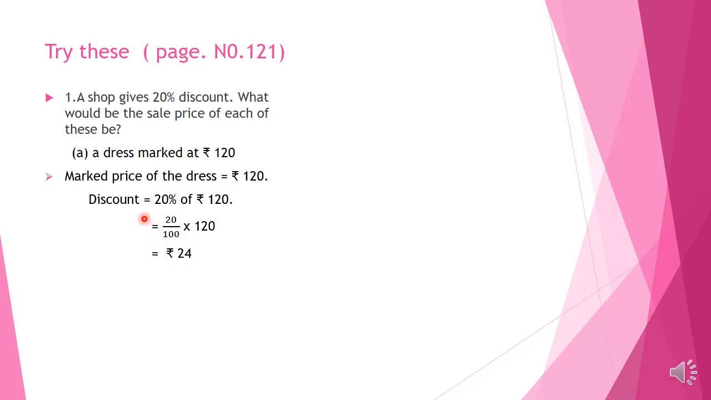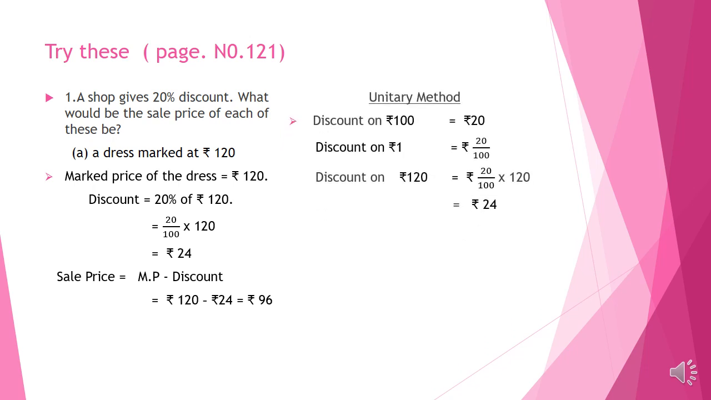Now we have to find sale price. What is the formula for sale price, children? Sale price equal to marked price minus discount. So here we know the marked price, rupees 120, and discount is 24. So when we do subtraction, we get the answer as rupees 96. Okay children, and the same we can do using another method known as the unitary method. So from these two you can take any method.